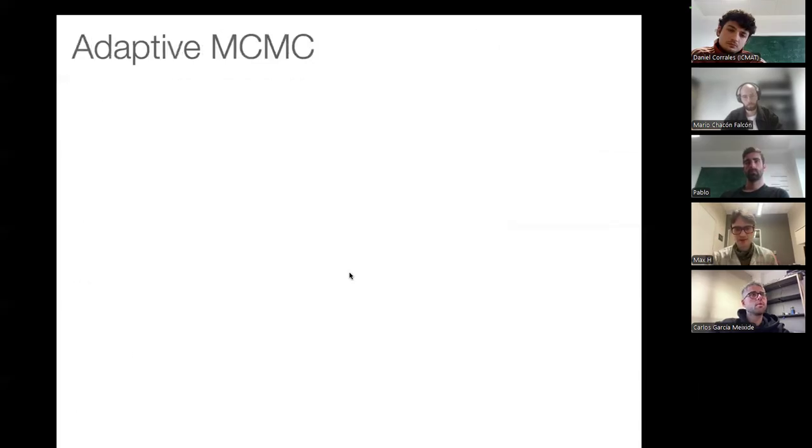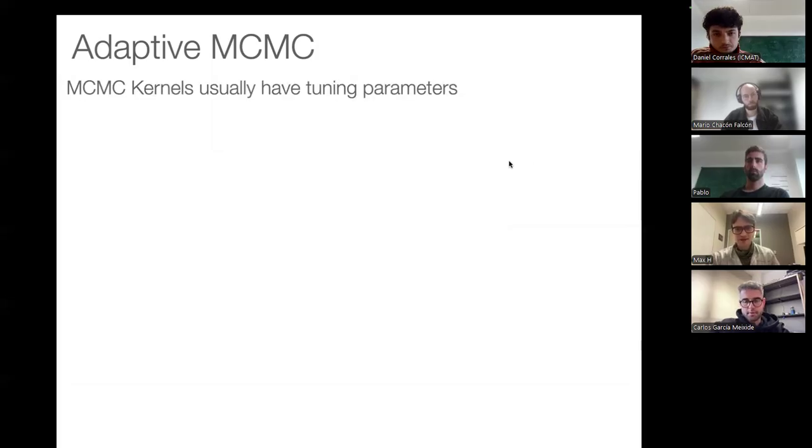Okay. The second group of methods in which it's reasonably easy to fit variational inference into MCMC is something called adaptive MCMC. MCMC kernels usually have tuning parameters, as we've seen before in the instances of papers on MCMC within variational inference.